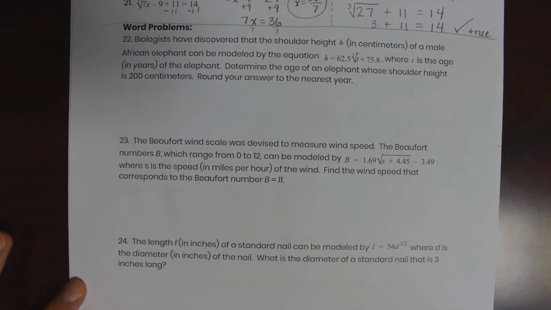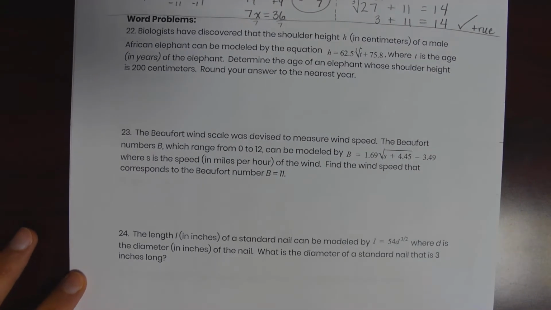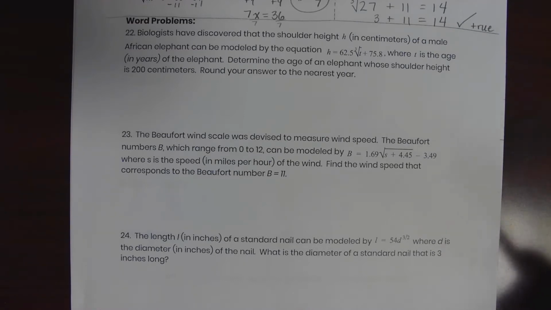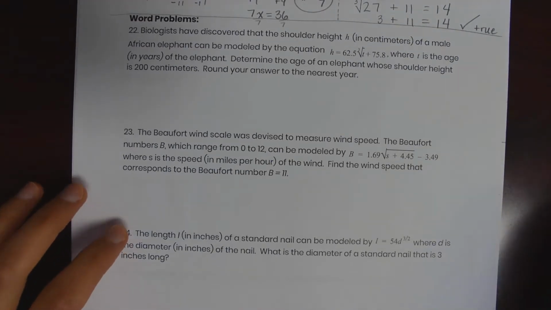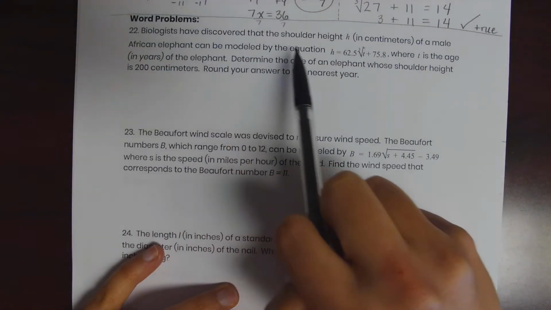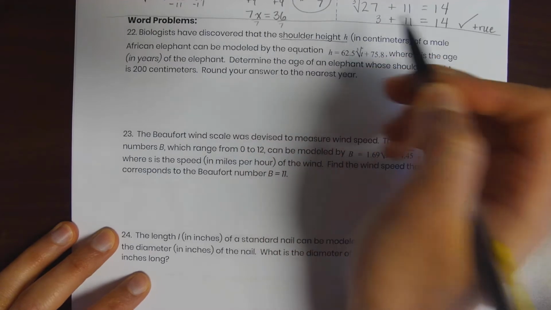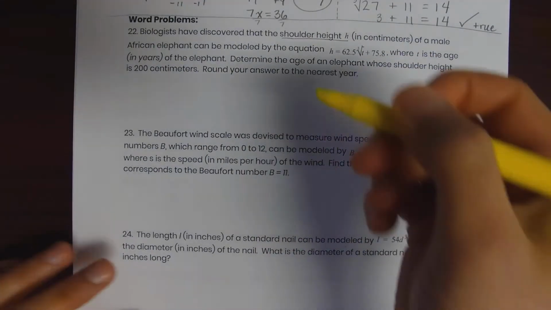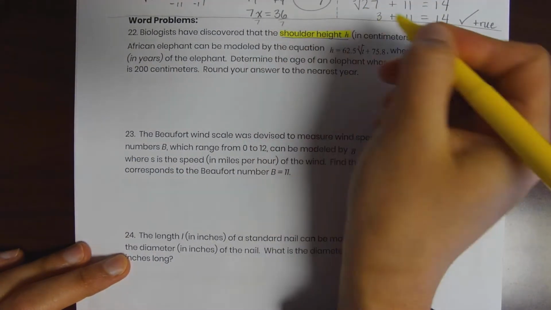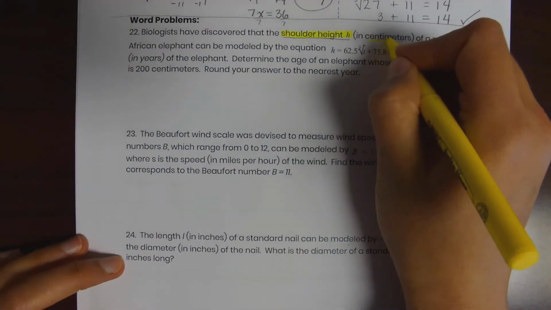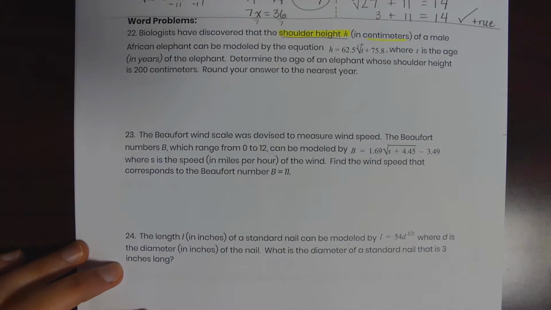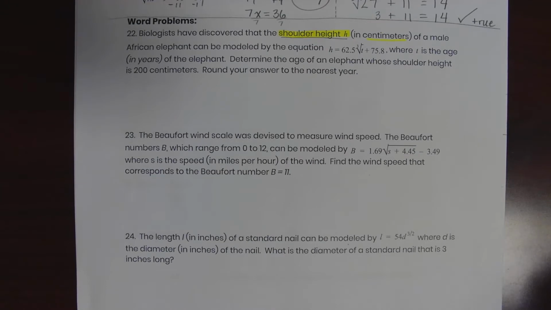On to word problems. So with word problems, we're just plugging in values and then solving for a variable. This first one: biologists have discovered that the shoulder height h, so we want to keep that in mind, shoulder height h, I'm going to highlight it, that's why I have a highlighter here. The shoulder height h in centimeters of a male African elephant can be modeled by this equation.